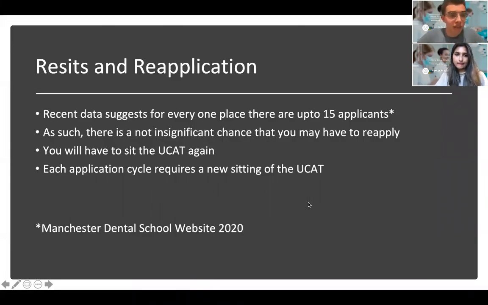So now we're going to talk about resits and reapplications. Our recent data suggests that for every one place, there are up to 15 applicants, and as such, there is not insignificant chance that you may have to reapply. And this means you're going to have to resit the UCAT again, because you have to sit it every time you want to apply in that application cycle. So just keep in mind, if you're applying again, if you're a gap year student or if you're a graduate, you do have to sit the UCAT again. That's definitely something to keep in mind and get ready for.